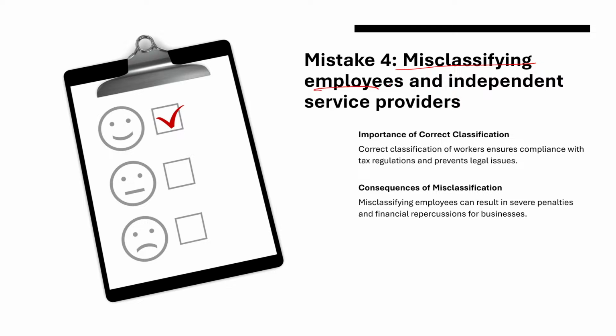So mistake number 4, we are about to finish our tax mistakes: misclassifying employees and independent service providers. Do we have employees or service providers? Sometimes you are still small and you don't have employees, but sometimes you have employees and you are classifying them as not having employees. This is so important, because if you misclassify, it has consequences. It can result in severe penalties and implications for your business.